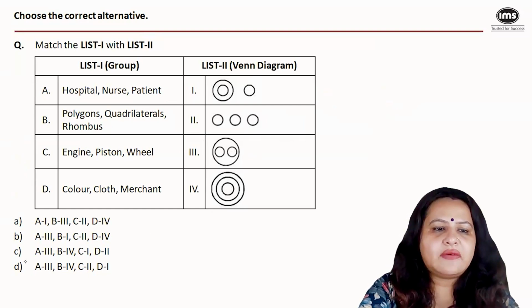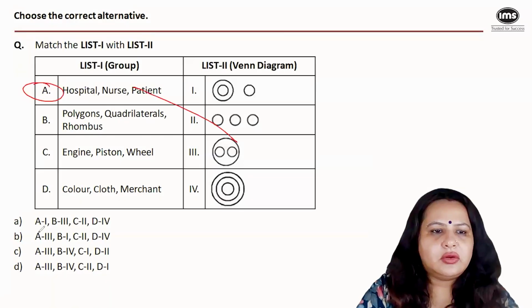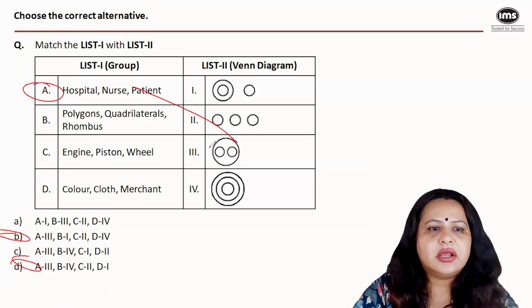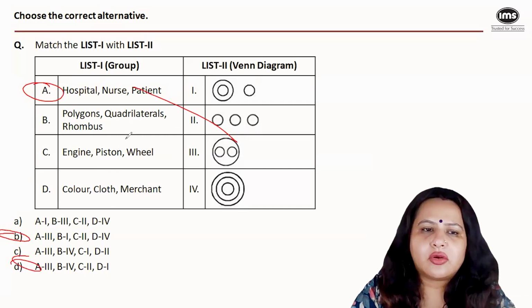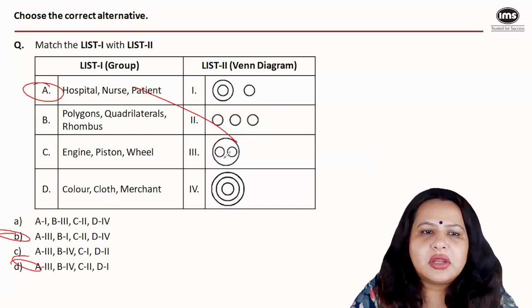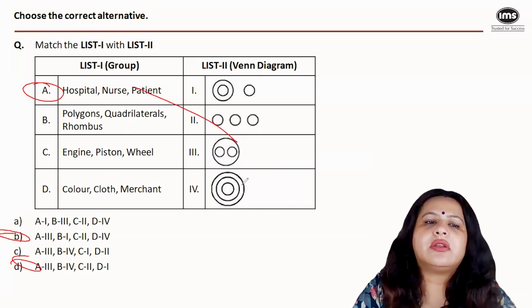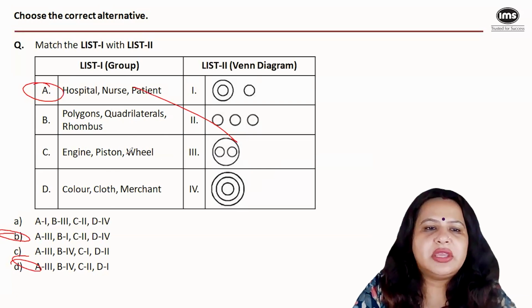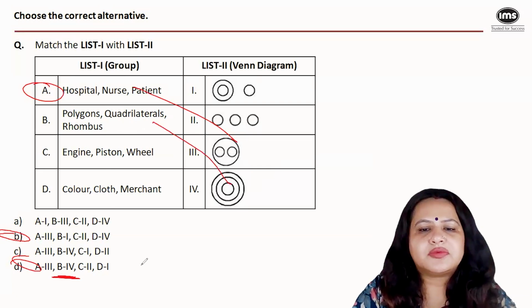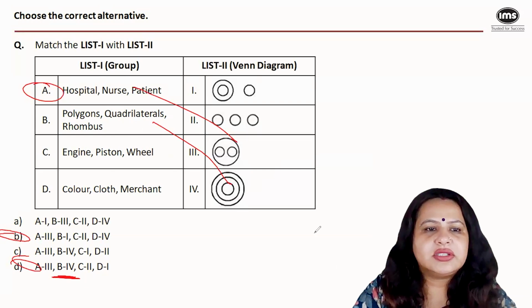Now A is 3, I have 2 options, so we can eliminate the options. Polygon, quadrilateral, and rhombus. Now, all polygons are quadrilaterals or quadrilaterals are rhombuses. So B is definitely 4. So B is 4 is given in option D. But let's look at the other ones.